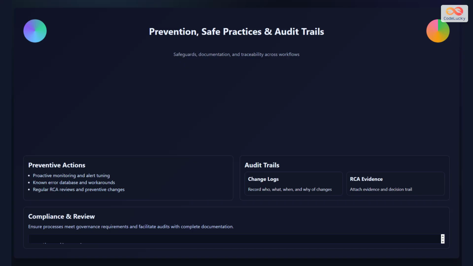Complete audit trails provide accountability and traceability. Change logs record who made changes, what was changed, when it occurred, and why. Root cause analysis evidence and decision trails support compliance requirements. These safeguards ensure that processes meet governance standards and facilitate audits with complete documentation for accountability.